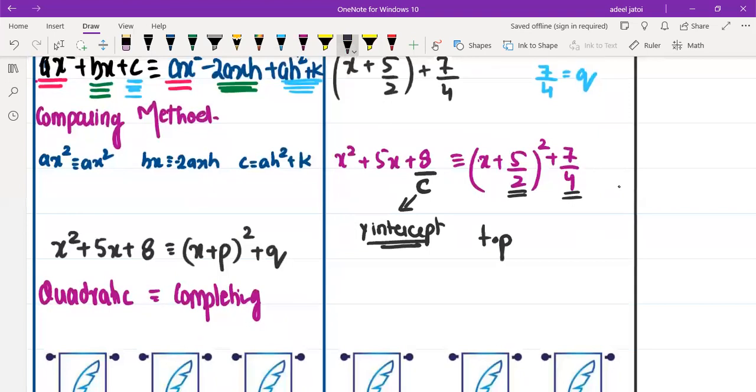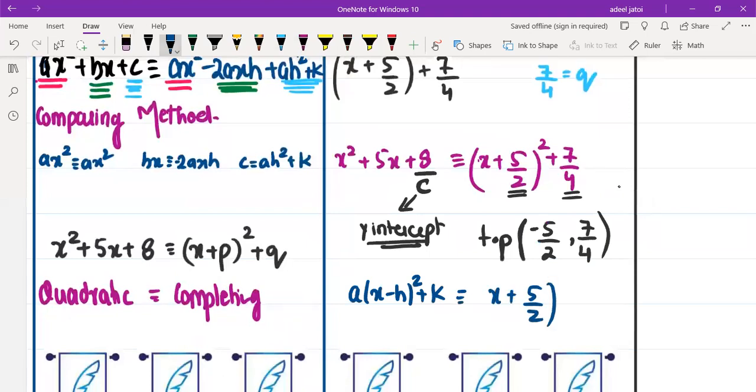But for the turning point, here's the situation. Your x sign will change. This should be 5 upon 2 negative, whereas 7 upon 4 will be the same as it is. If it was negative, it should be written as negative. If it is positive, it will be positive. But the sign of x is changed because your original form had a(x minus h) whole square plus k. So if we compare to (x plus 5 upon 2) whole square plus 7 upon 4, you must notice the sign change.